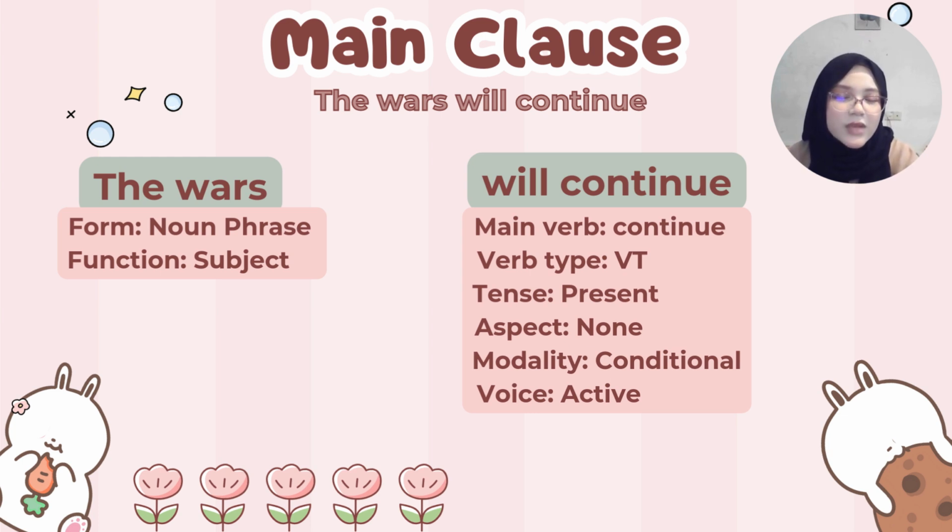For the main clause, we have the sentence, the wars will continue. We have two constituents under this sentence: the wars, functioning as a subject in the form of a noun phrase, and will continue, where the main verb is continue. We look into the verb type, which is VT for continue, and then the tense, aspect, modality, and voice. The tense is present tense, while the aspect we have none. Modality we have will, so we put it as conditional, and the voice is active voice.